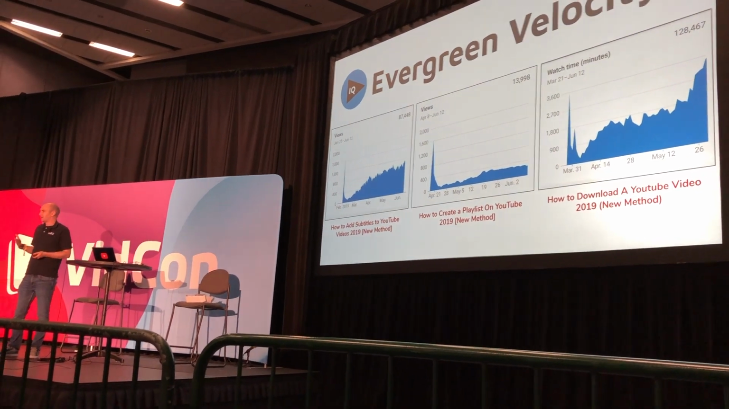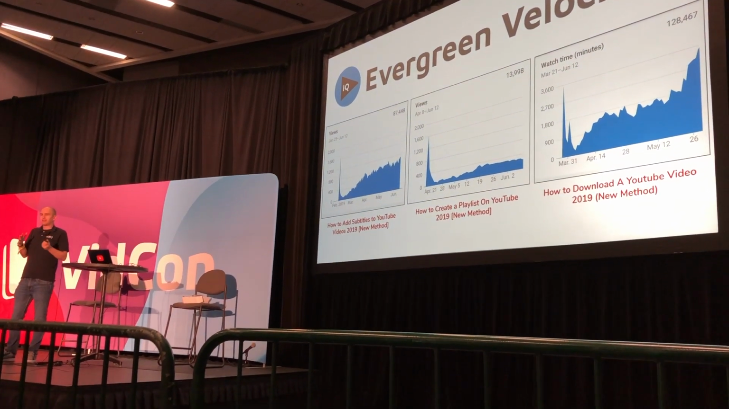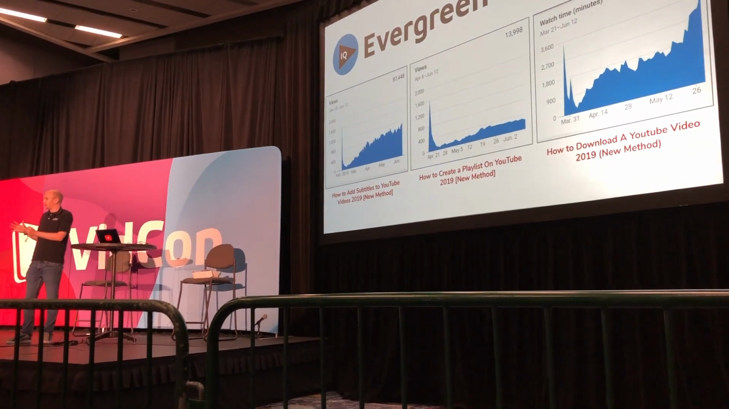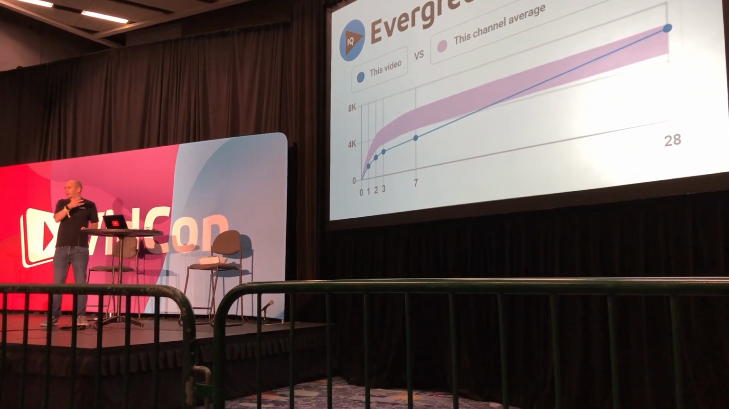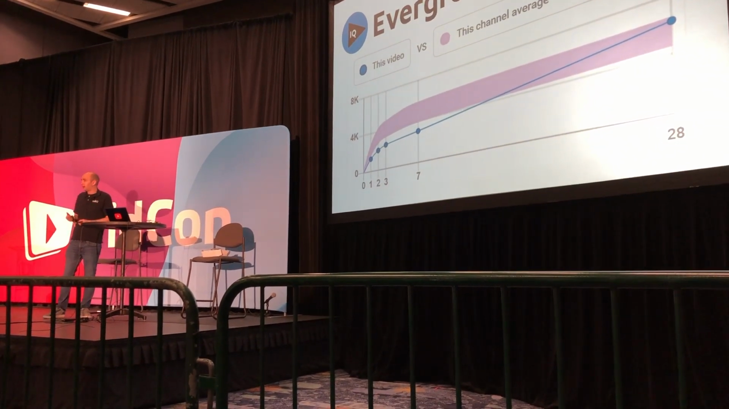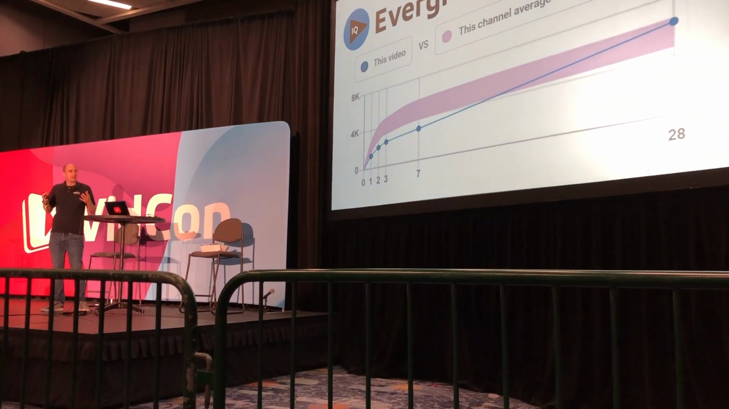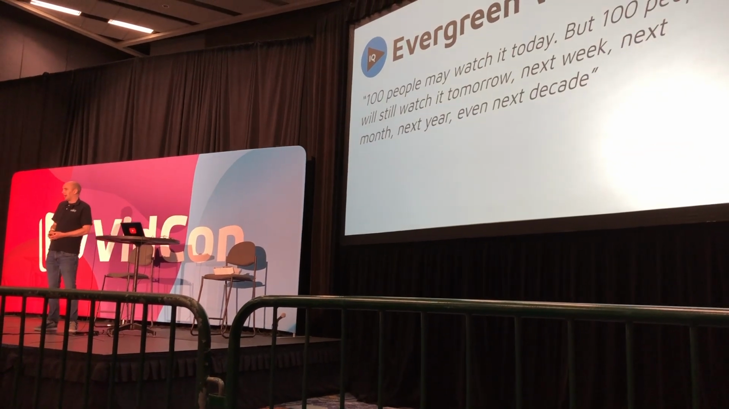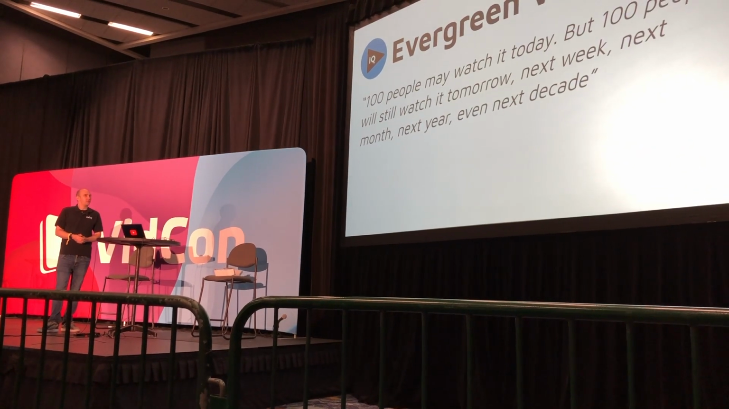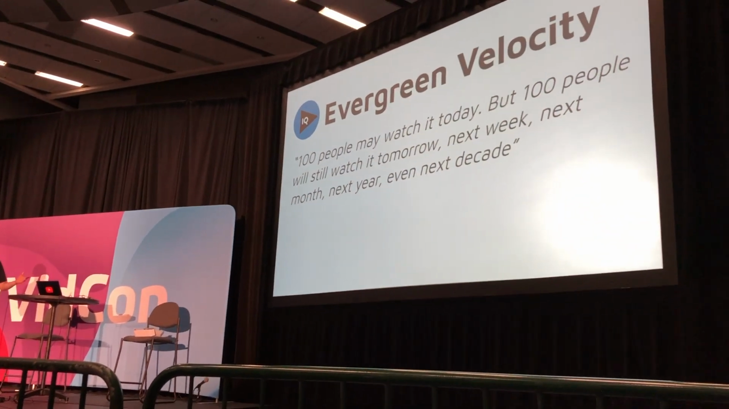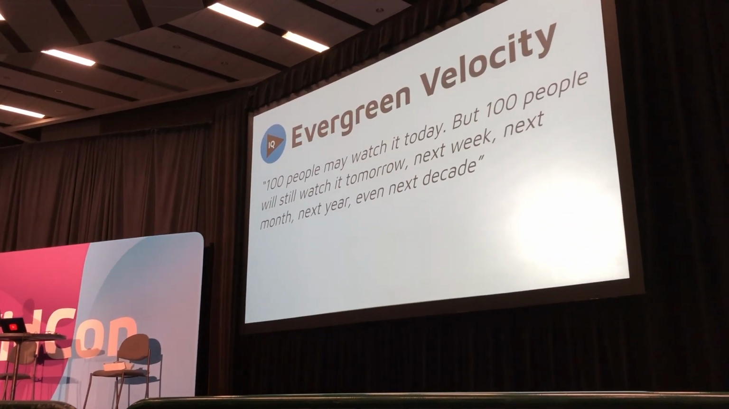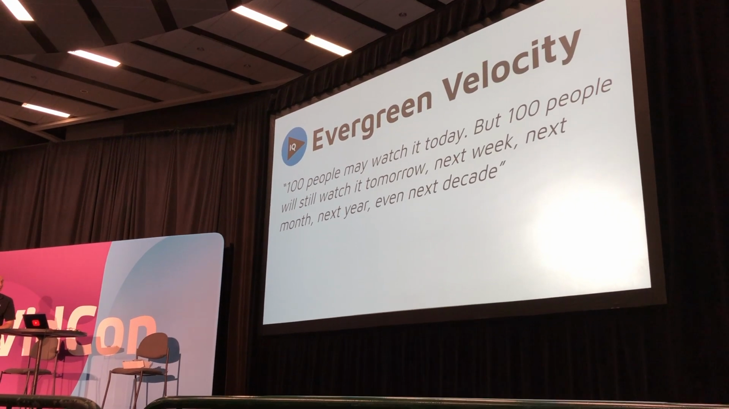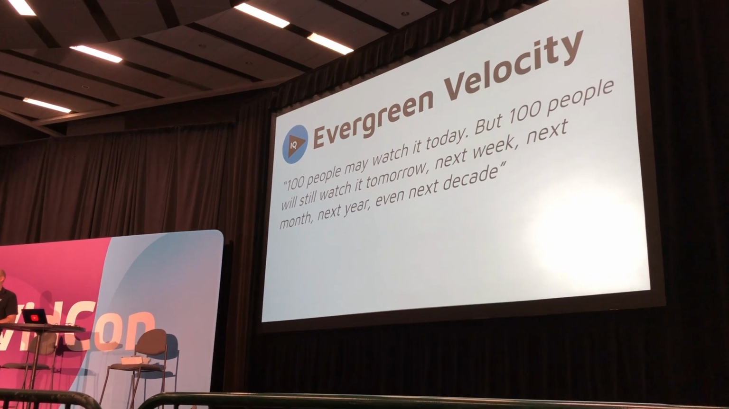So if you do have a strategy of creating content that you know is not going to perform very well to begin with, you have to stick to it. And this is what happened with the velocity on many of these videos. They performed under our average, but then after 28 days, we're starting to outperform how our videos generally perform. And I want to end with this thought: 100 people may watch a video today, but with evergreen content, 100 people may watch it tomorrow, next week, next month, next year, even next decade.